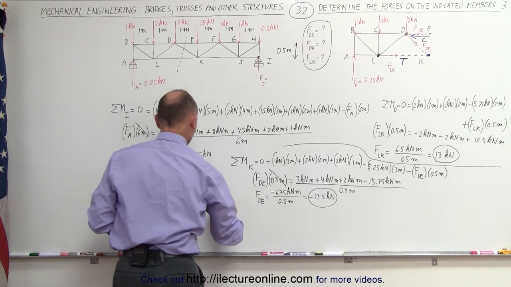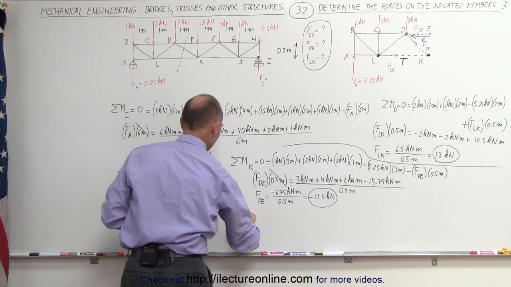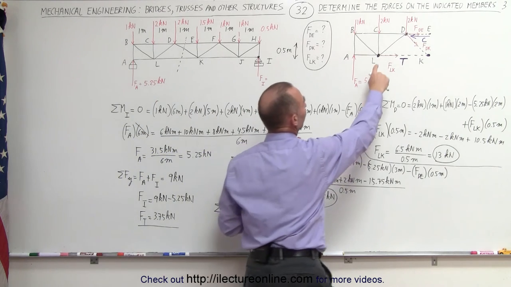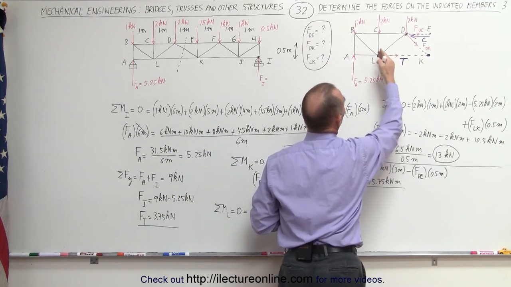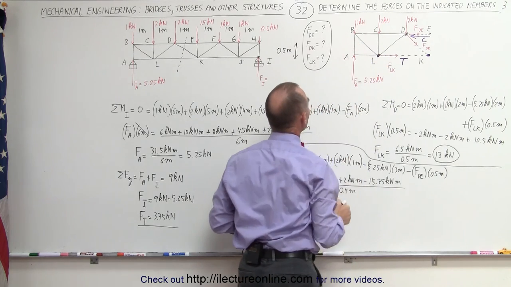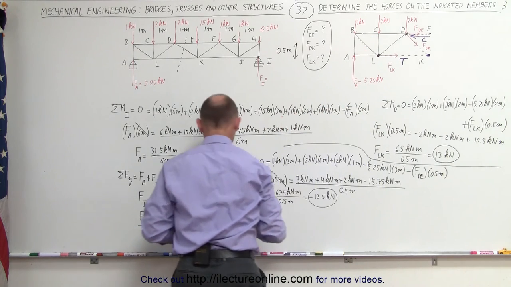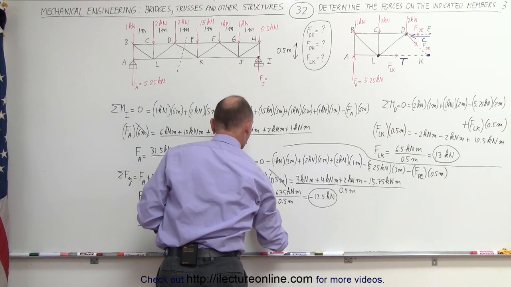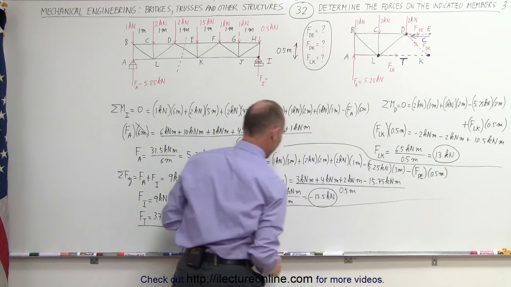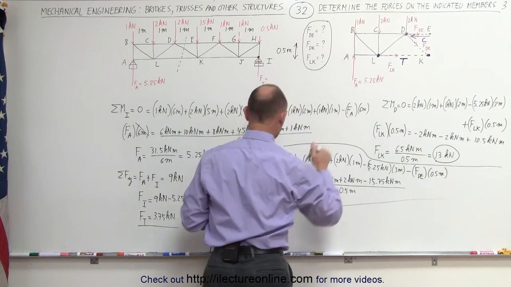So what we're going to do is sum up all the moments about point L and set those equal to 0. Notice by picking this as a pivot point, I can eliminate this force, I can eliminate this force. So starting with these two right here, this will give me a counterclockwise moment. That would be a positive 1 kilonewton. And again, let me draw a line here so we don't get confused.